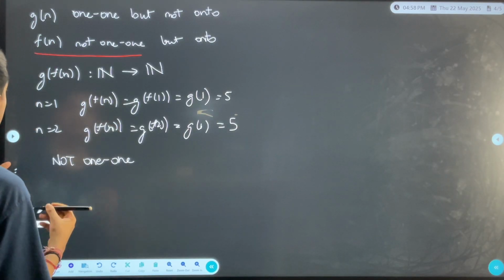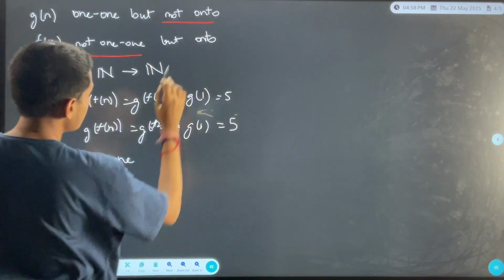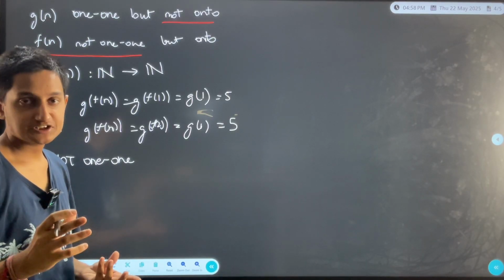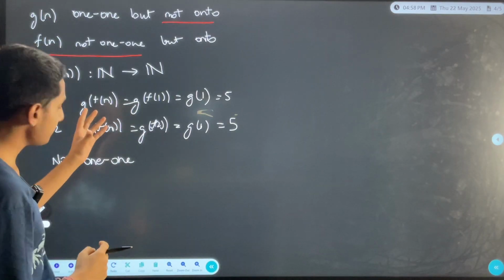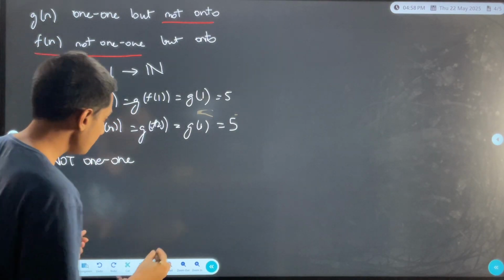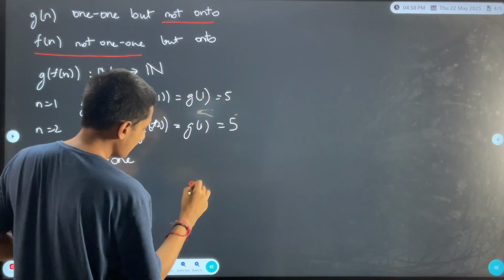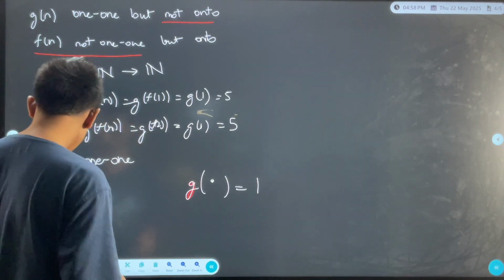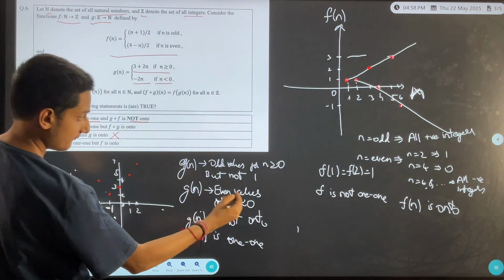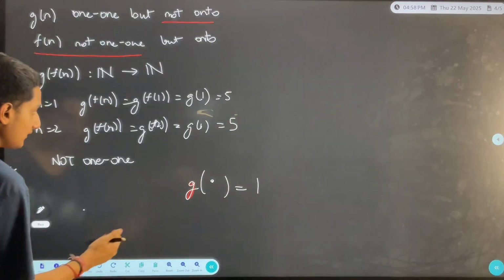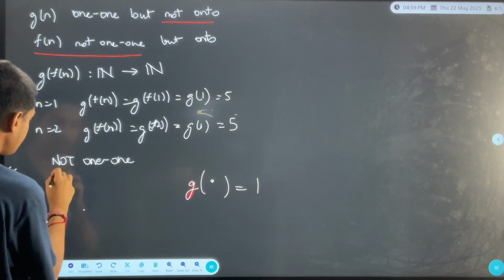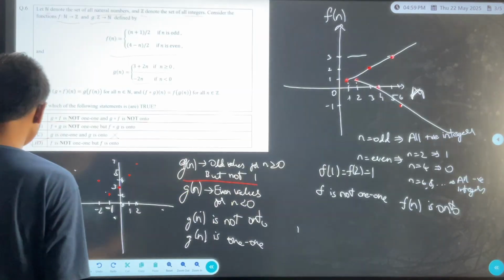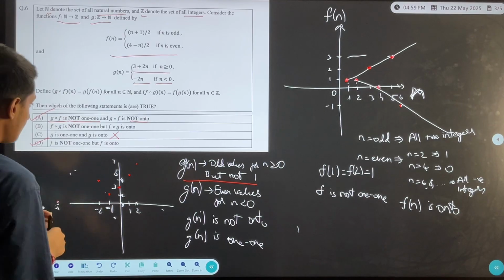Additionally, one more thing that we can see is that g of n is not onto. Now, if g of n is not onto, that is, it is not able to take all the natural numbers, then obviously g of f of n will also not be onto, because there is no value of the argument here that can give the value as 1, right? Because that is what was missing from g of n. Therefore, we can conclude that g of f of n is also not onto. Right? So option A is correct.